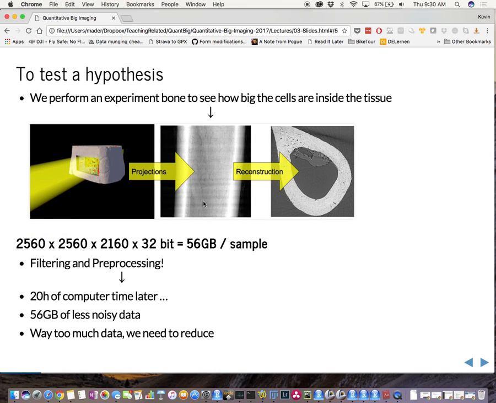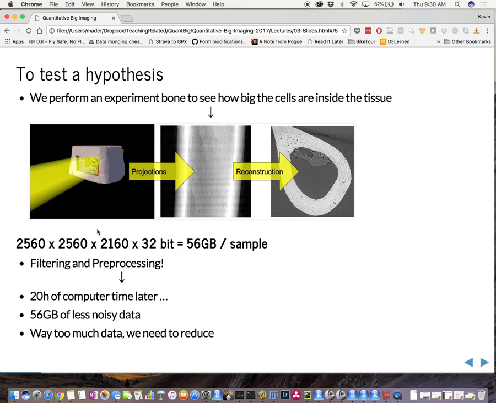And so, from just a pure data perspective, if we have a hypothesis that we're looking at, we want to perform an experiment in bone to see how big the cells are inside of the tissue. And so we take the data, we reconstruct it, we come up with this nice 3D volume. We then go to the material from the second lecture, which is filtering and pre-processing. So how can we make a Gaussian filter, enhance the features that we're really interested in looking at, and try to suppress the noise as much as possible.